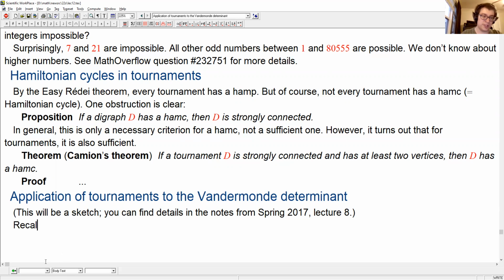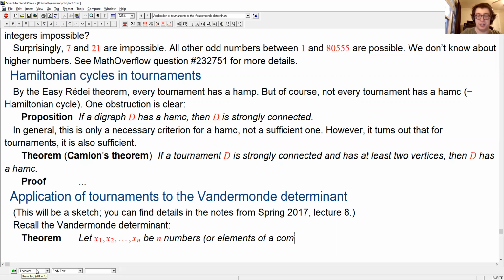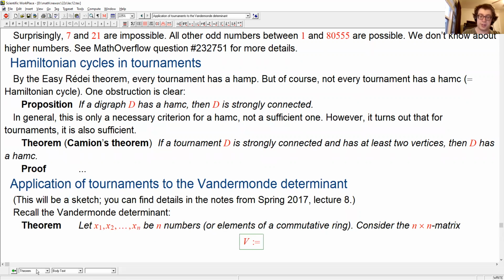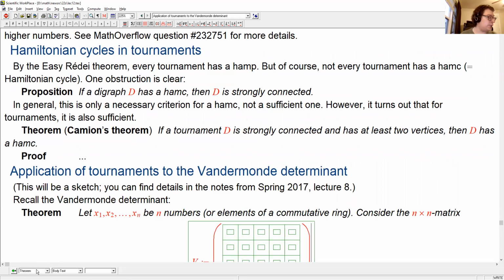So recall the Vandermonde determinant from linear algebra. Of course, there is no guarantee that you actually hear about it in linear algebra, but I guess it belongs there. So this is a determinant identity. It says the following. Let x1 up to xn be any n numbers or elements of a commutative ring. Consider the n by n matrix V. So V is going to have n rows and n columns.